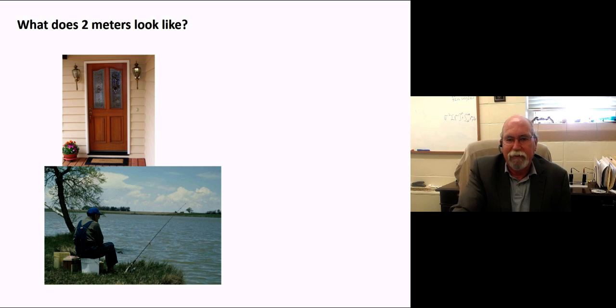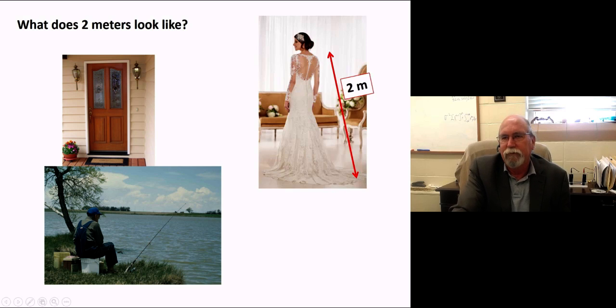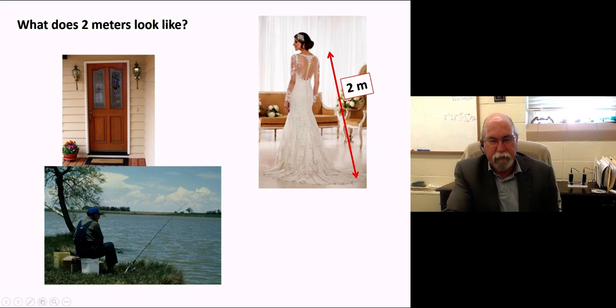I'm a fisherman. I like to fish. So many of our fishing rods, if you like to fish, are about 6 feet, 2 meters long, pretty standard size, unless it's a fly rod or something. And maybe for something some of you are more interested in, something like a wedding gown. Very often from the shoulders down through the train, that's about 2 meters on a standard, normal wedding gown that doesn't have a particularly long train, but a nice, beautiful standard train. It's about 2 meters.